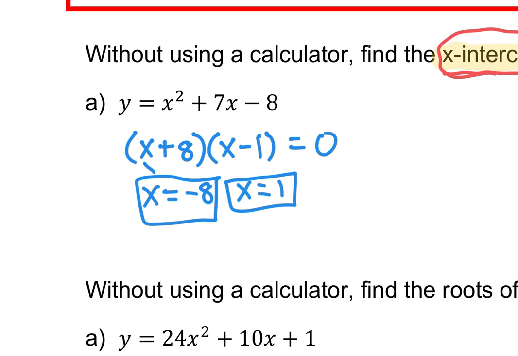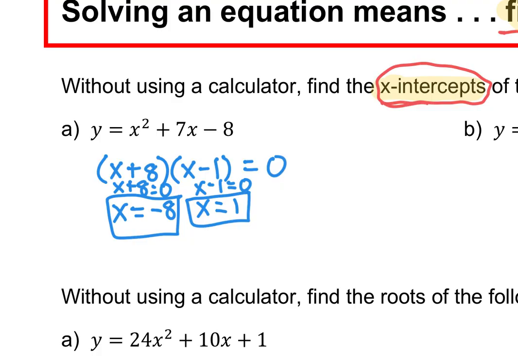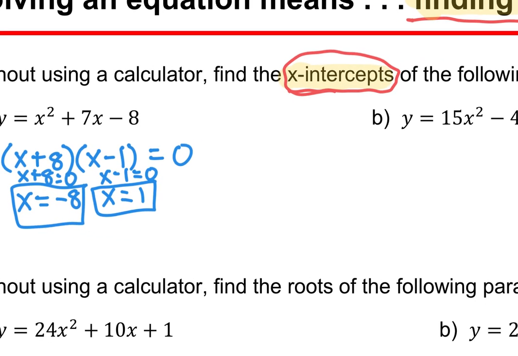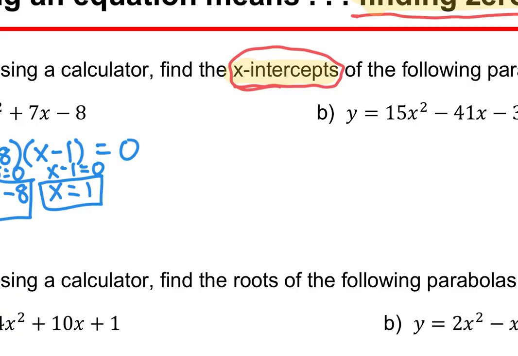How did I get that? All I did was set each factor equal to 0 and solved for x. Okay, so we are finding the x-intercepts without a calculator. Right here, letter B, let's do the same thing. Let's go ahead, get our two factors, set those equal to 0. So we have to have factors of 15, which we know are 1 and 15 and 3 and 5.